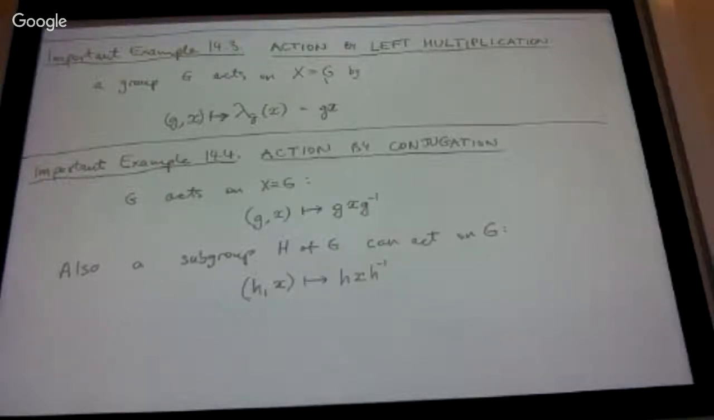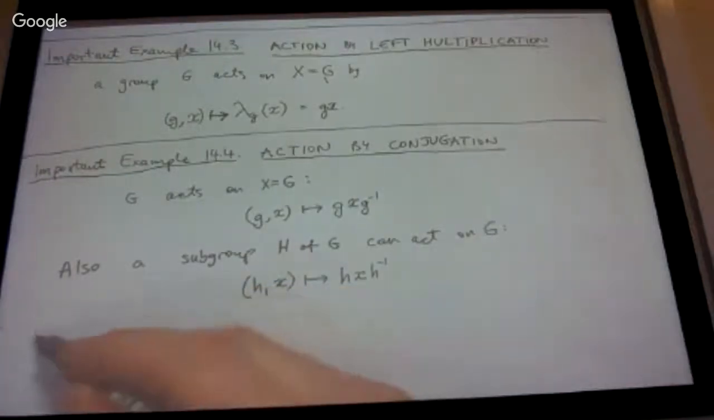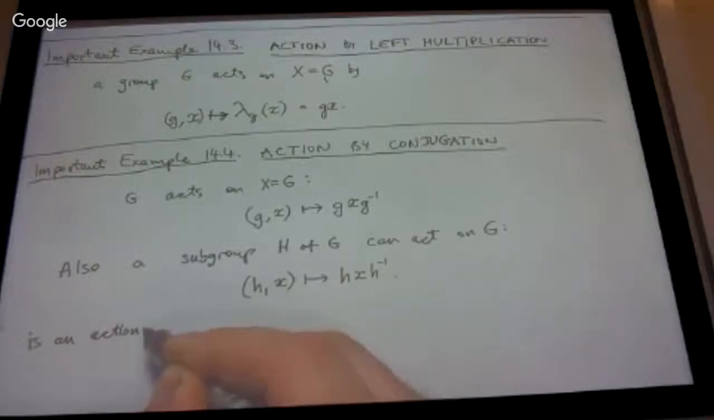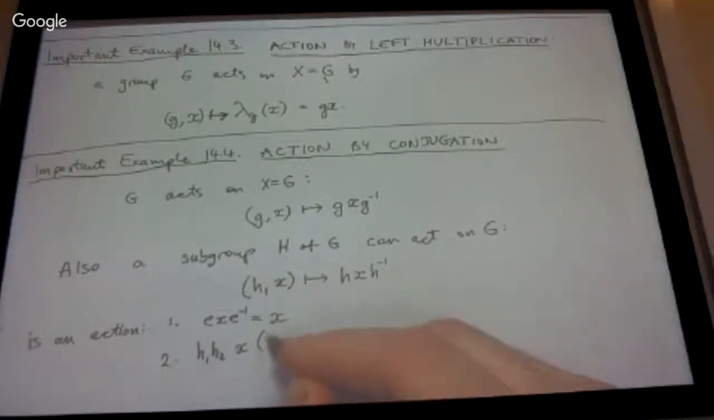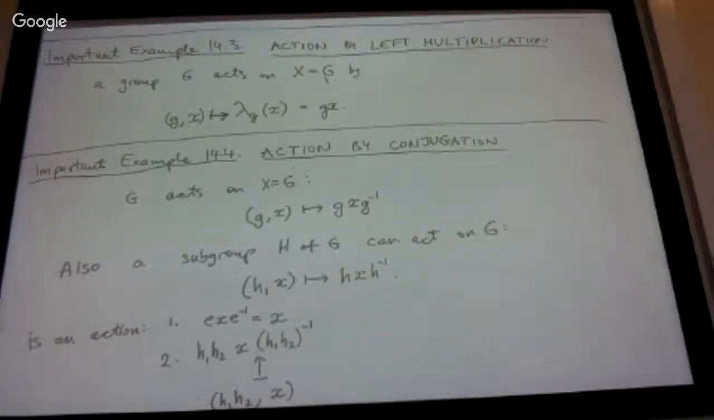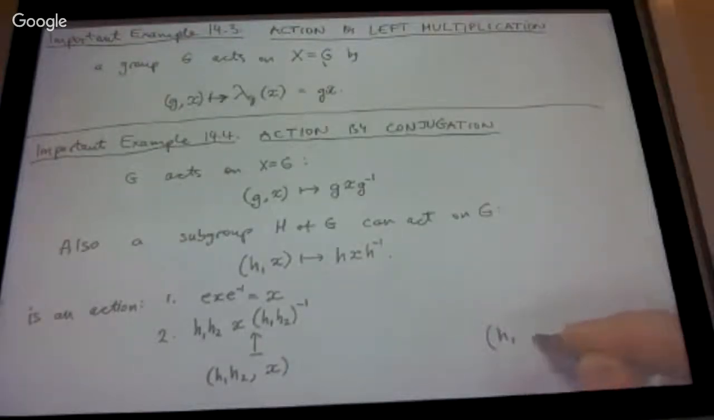So it checks that for H, the first condition was that E X E inverse has to be equal to X, which it is clearly. This is just group multiplication here. And the second one was that when you do H1 H2, X, inverse, what you should get is what? So this is what this pair is assigned. Okay. And this should be the same as if you do H1 on not H2 X, but H2 X H2 inverse.